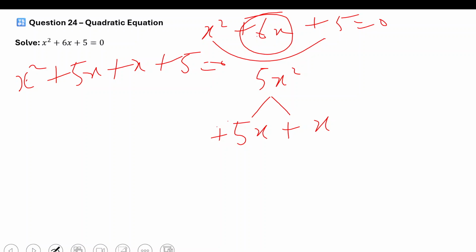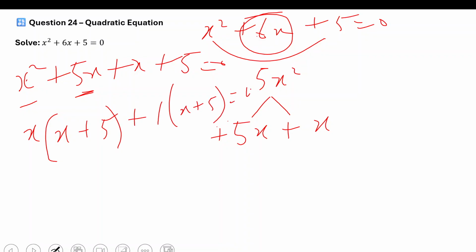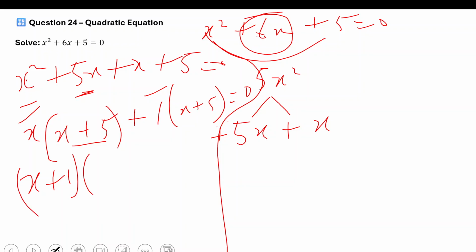So I'm going to factorize by grouping this term and this term. What's common here is x, open brackets, x plus 5, right? Plus 1, what's common here? x plus 5. 1 is common there. It is equal to 0, right? So I'm going to take it one by one. Take these outside terms, x plus 1, and this one of it, x plus 5 is equal to 0.